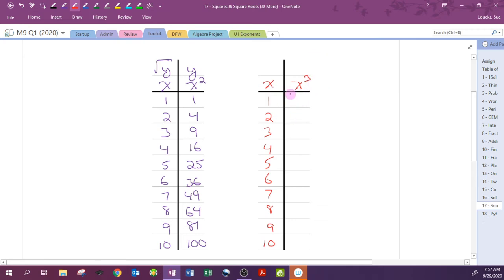Okay. So 1 cubed is 1, 2 cubed is 8, 3 cubed is 27, 4 cubed is 64, 5 cubed is 125. Okay, you should know all of these. Know these. And you should also know that 10 cubed is 1,000.